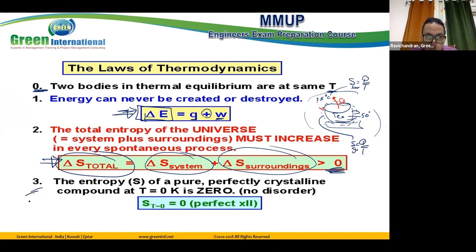The last law here says that when the entropy of a pure or perfectly crystalline compound is at T equals 0 Kelvin, what happened at 0 Kelvin? At 0 absolute temperature, what happened? This entropy is equal to 0. Perfect. This entropy is equal to 0. Okay.